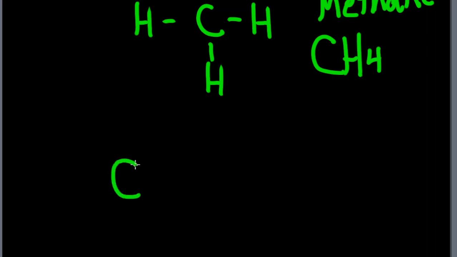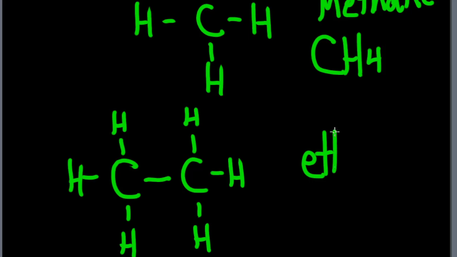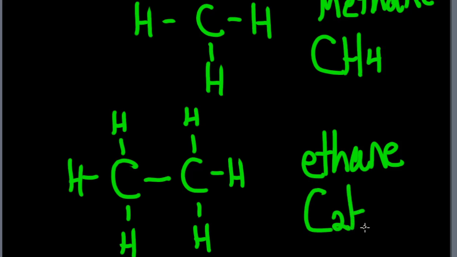So if I get rid of the hydrogen that I had on methane, the 4th hydrogen, and I add a carbon there, I fill that with my hydrogens. Now I have what's called ethane, which its formula is going to be C2H6.